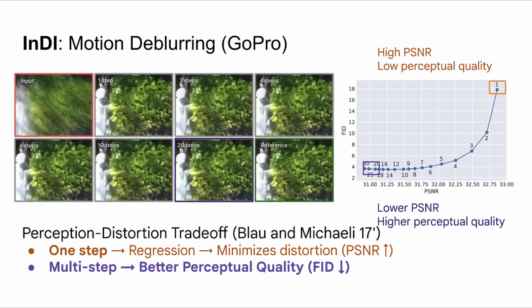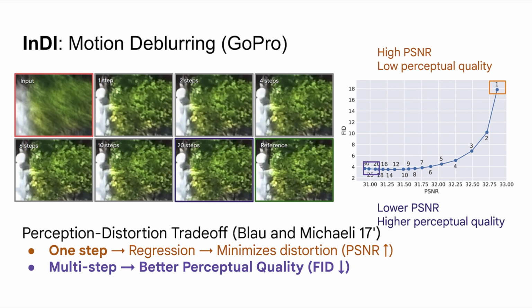Another example now for removing motion blur using the standard GoPro motion deblurring dataset. On the left, you can observe results when applying InDI with different number of steps. The plot on the right shows that as we do reconstructions with more steps, the FID score, which is a metric more correlated with perceptual quality, gets smaller.